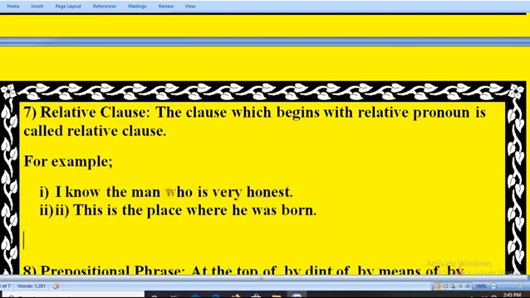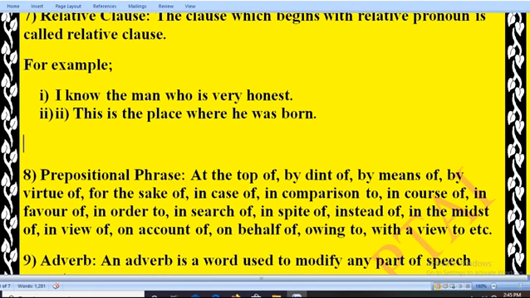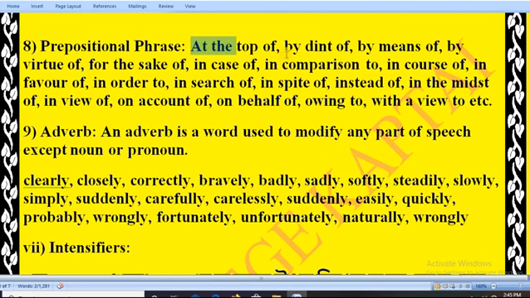Okay, relative clause. Prepositional phrase. You know, phrase, that means a lot of, in lieu of, right? Where a preposition is available, these are called prepositional phrases. A lot of prepositional phrases I have mentioned here. By dint of. Do you know the meaning of the words? You have to learn and memorize many prepositional phrases, right? These are all important for your competitive exam also.